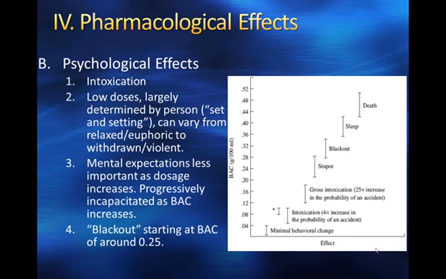So low doses, which is largely determined by the person, that is the set and the setting, alcohol can affect them in a variety of ways, from relaxed and euphoric to suddenly withdrawn and violent. Mental expectations are of course less important as dosage increases. The drunker you are, the less control you have. You get of course progressively incapacitated as blood alcohol content increases, and blackouts start at around 0.25. It's of course much lower than that in anybody who has also taken a benzodiazepine.